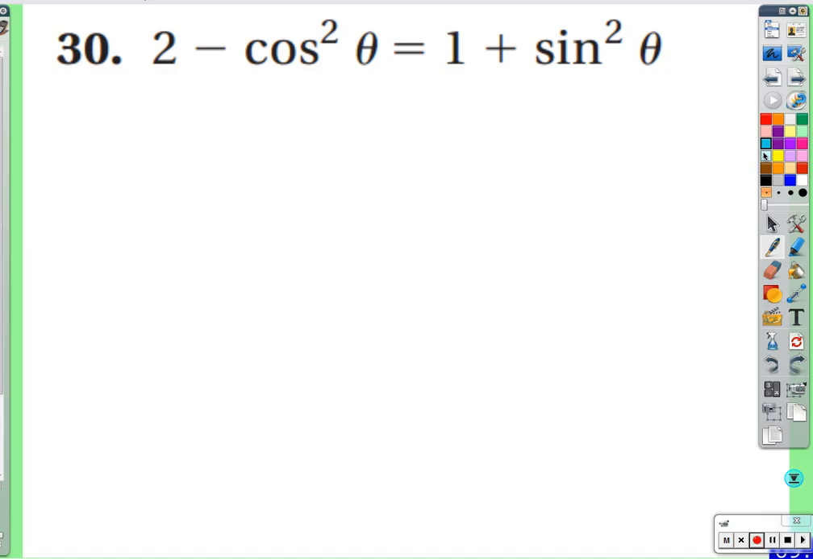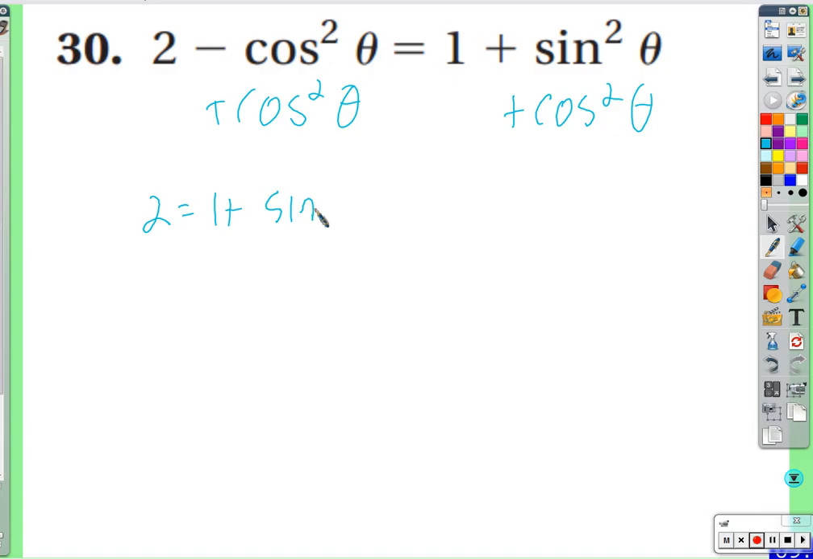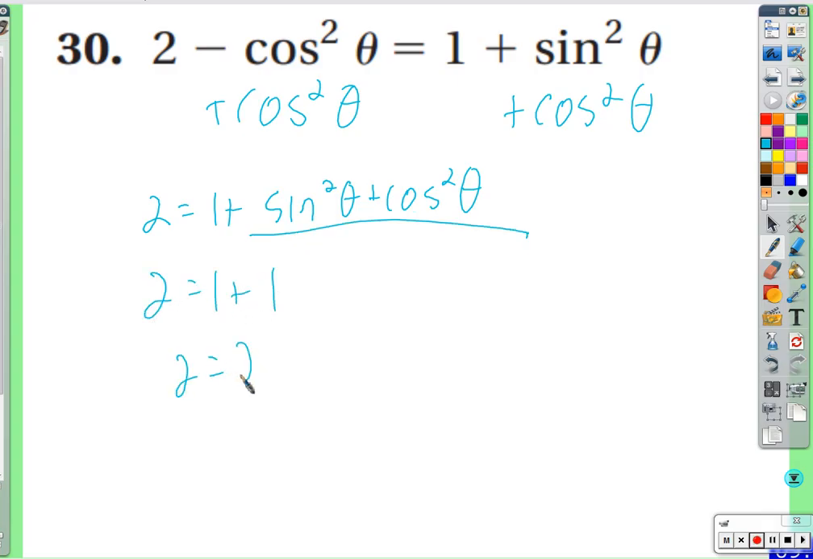Okay. We'll do that, and then because it's clever, we'll talk about it. So we got 2 by itself on one side, 1 plus sine squared plus cosine squared. Sine squared plus cosine squared, that's the Pythagorean identity. It's 1. So we can replace this with 1. We got 2 equals 1 plus 1, which is 2.